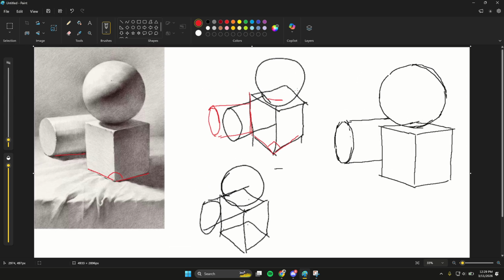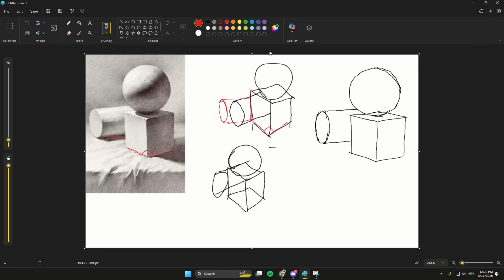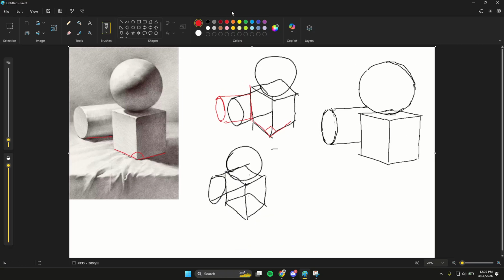Okay, let's see. Something else I thought about earlier was how the edge of the ball lines up with the cube. Here the ball's not quite overhanging the cube, whereas here it's pretty much perfectly lined up with this left edge of the cube. So that's how I lined up my cube here, right? You see what I mean? Okay, that's all I have to say. Well, I don't know if that's true, but this is the kind of thing you have to be thinking about when you're sketching.